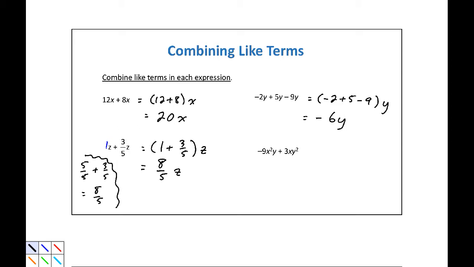All right, our last example in this slide, we have negative 9x squared y plus 3xy squared. Now this is a trick question because if we look at our variable components here, x squared y and xy squared, those are unlike terms. So this would be negative 9x squared y plus 3xy squared, and we cannot simplify that any further.